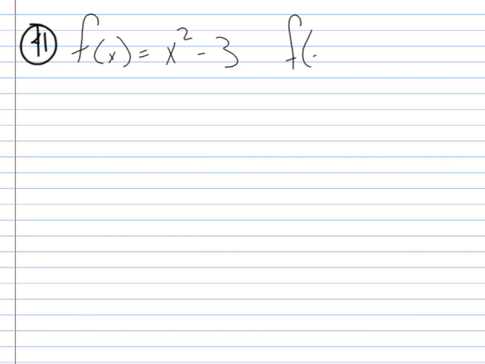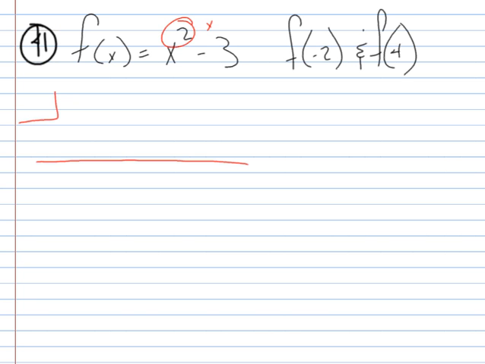Number 41, using synthetic substitution here. Number 41, we've got f of x is equal to x squared minus 3. And they said, hey, go find f of negative 2 and f of 4. So using synthetic substitution, that means we're going to go through and do our synthetic division, like so. Pay attention here, this is x squared, so I still need an x to the first power term.